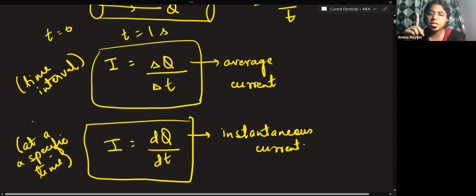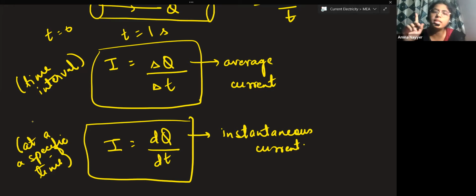So for average current, you have delta Q by delta T. For instantaneous current, you have dQ over dt. You will be able to understand it. If you have non-uniform, you can use dQ over dt. If you have uniform, you can use delta Q. That will get clear with the help of a question. We'll do a numerical on this, don't worry about that. So the definition of current is clear.